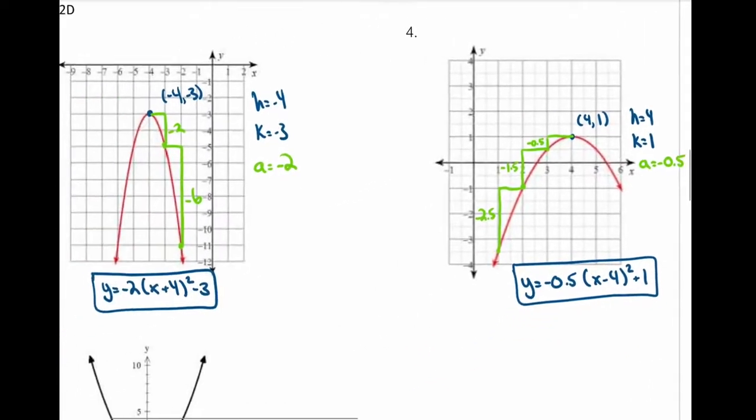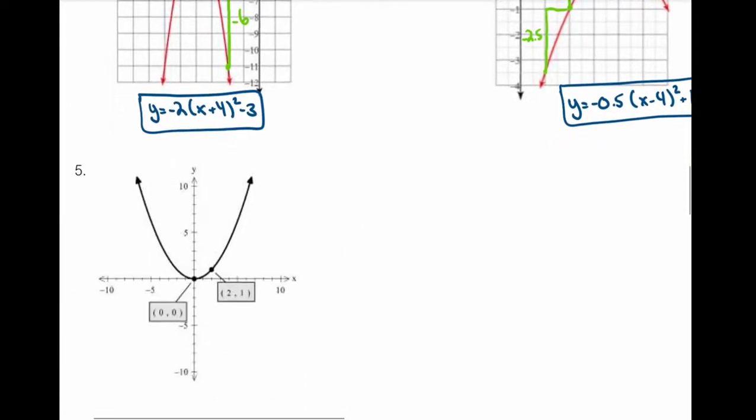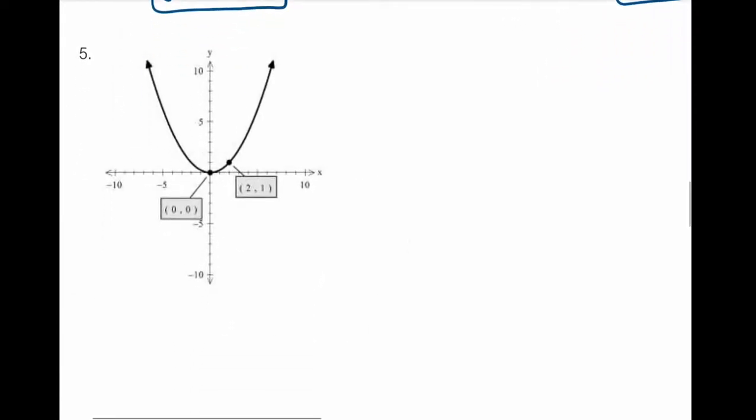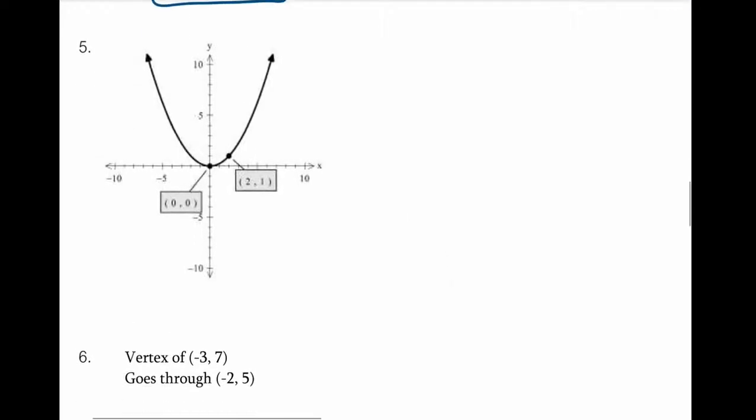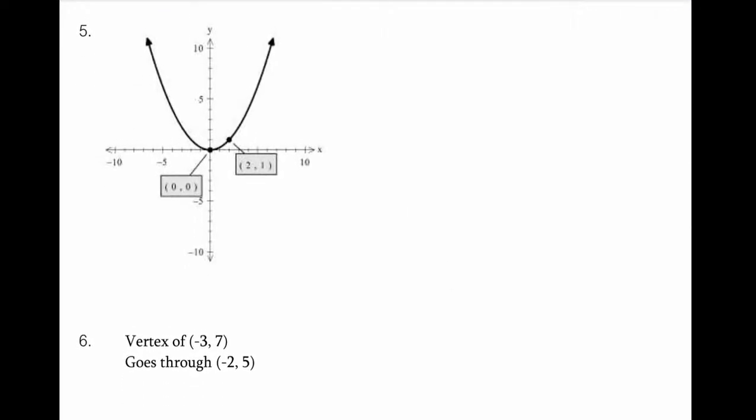The next example we're going to look at, example 5, here we don't have a grid really to help us use the step pattern. So what we're going to do in this case is we still have our vertex of 0, 0. So this tells me that h is 0 and k is 0. But now, given the point 2, 1, I have different information. I have a point which tells me an x and a y value.